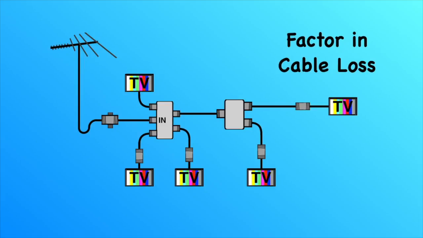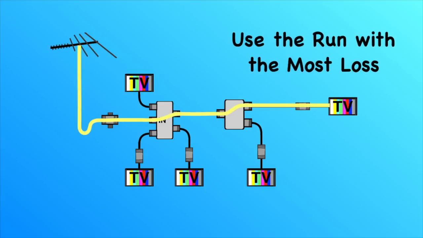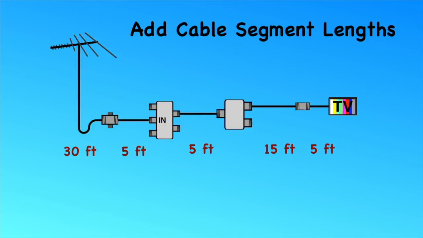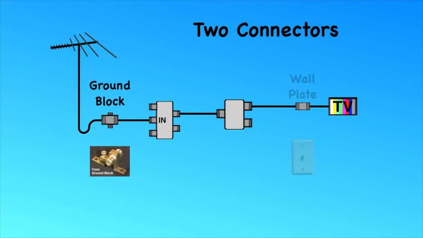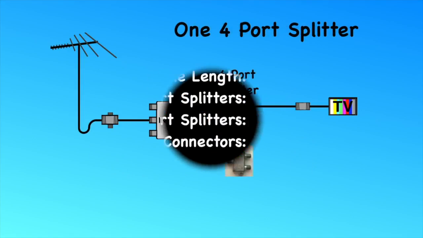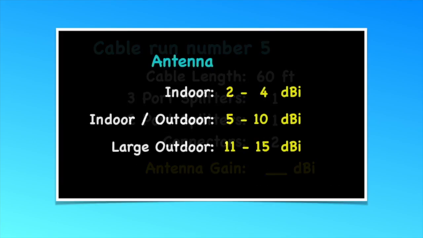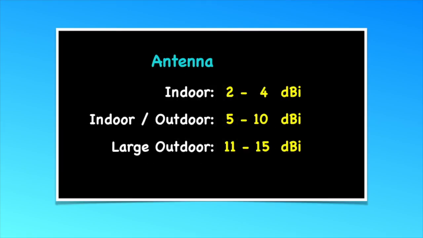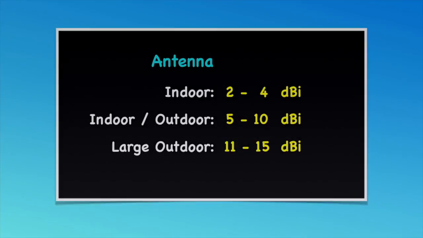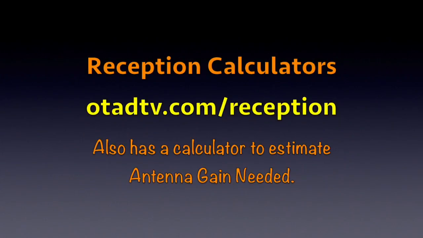Factor in cable loss. Concentrate on the cable run with the most loss, the most splitters, and the longest cable. Add up the lengths of the cable segments and count the hardware. The signal to the television can be estimated from this data and your antenna gain. Few manufacturers publish antenna gain, but it can be estimated within reason. Use the calculator on the webpage shown to estimate signal to television.